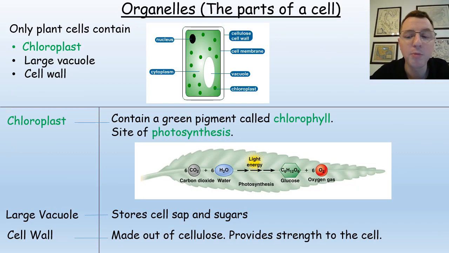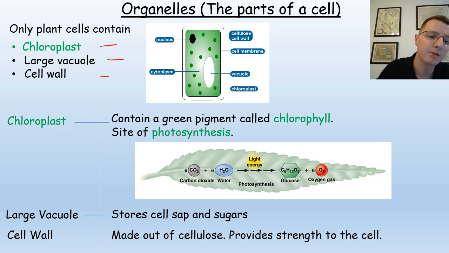So both plant cells and animal cells will have all of those 5 different organelles we've just discussed: the nucleus, the cytoplasm, the cell membrane, the ribosomes and the mitochondria. However, plant cells also have an extra 3 organelles that you need to be aware of, and that is the chloroplast, the large vacuole and the cell wall.